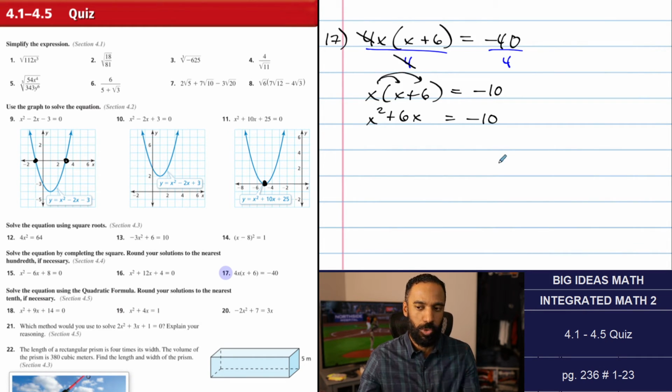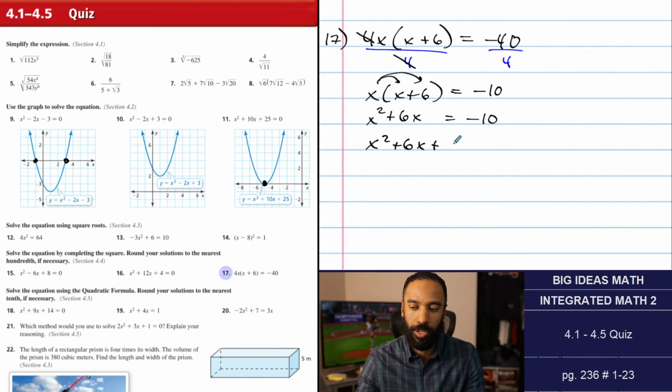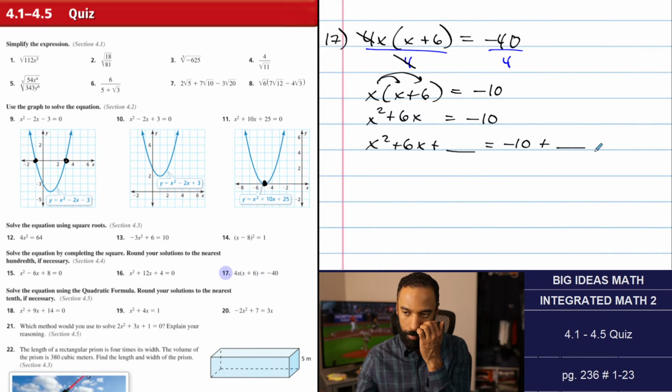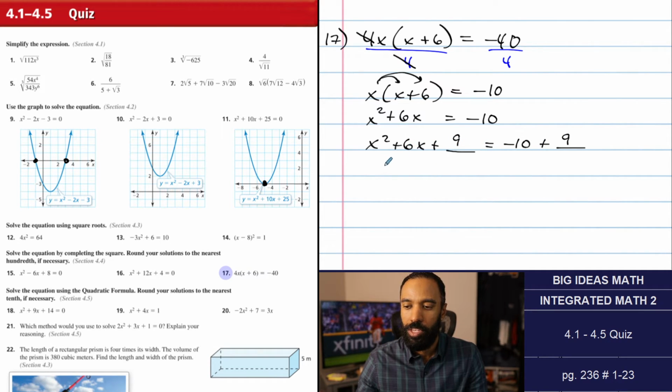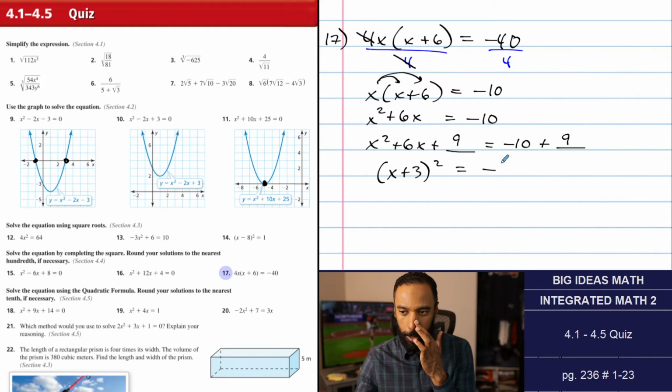We are using completing the square, and if I add 10 over, that's not the value that makes me a perfect square trinomial. So let's find that value, and let's make sure to do this on this side as well. Okay, we're going to add 9. 9 is the square of half of 6: 6 divided by 2, and squared. So this factors into x plus 3, quantity squared, and negative 10 plus 9 is negative 1.